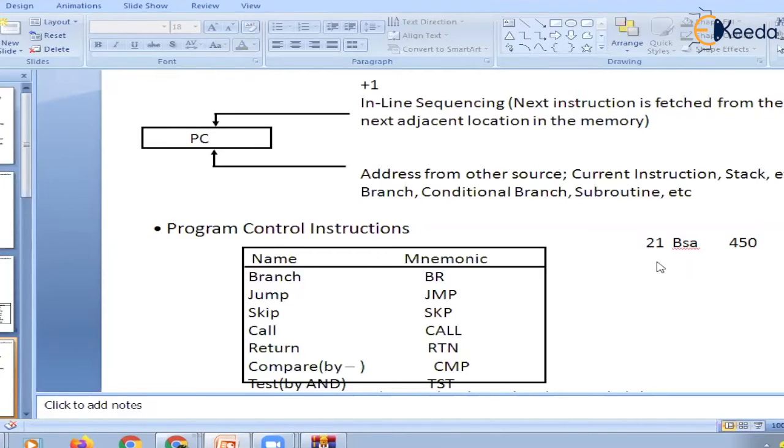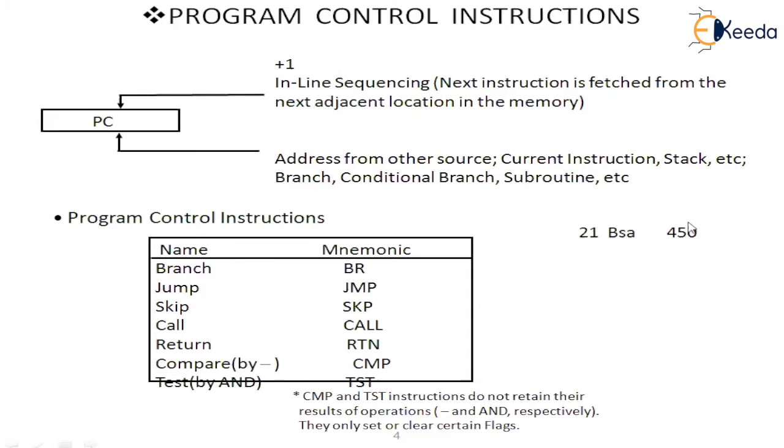Generally, we need to take the address from the program counter. But during branch instructions, we may take the address from different sources. If we collect the address from the program counter, we stick to the same sequence of instructions, with no alteration. But during branch instructions, we collect the address from different sources. In this case, we take the address part of the instruction as the next address and go to 450.